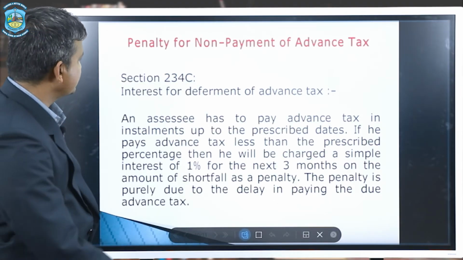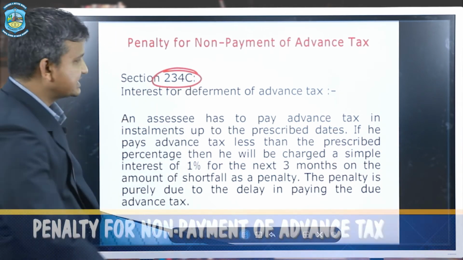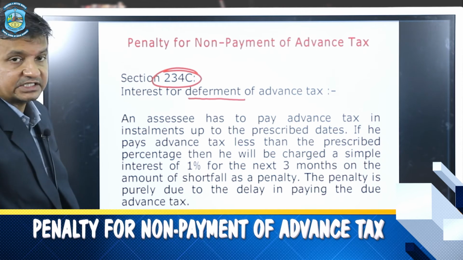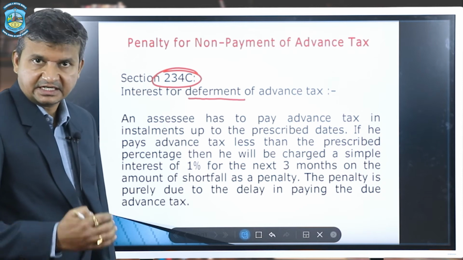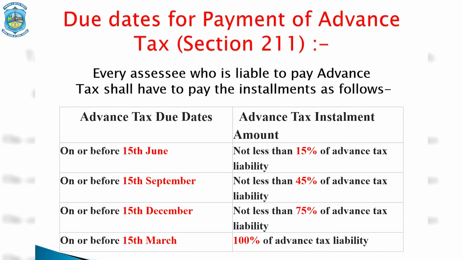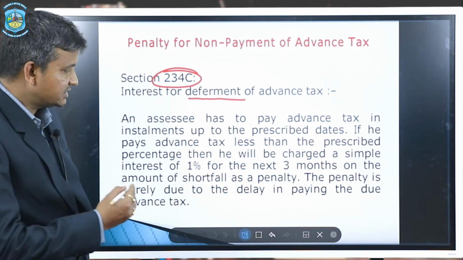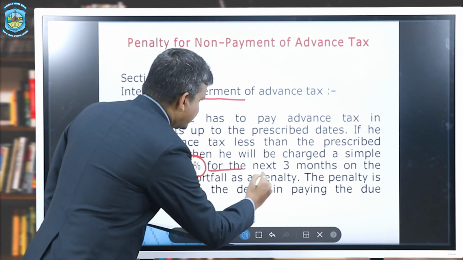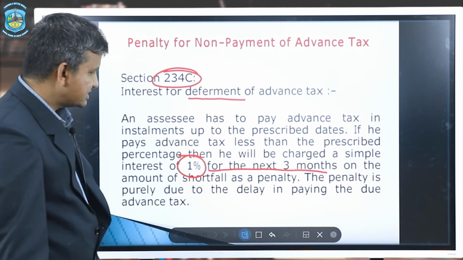Now, the second provision is under section 234C. Section 234C talks about interest for deferment of advance tax. In this case, if an assessee has defaulted in paying installments on the prescribed dates, that is 15th of June, 15th of September, 15th of December and 15th of March, then in this particular section, he has to pay interest of 1% for the next 3 months. And these are the penal provisions in case of advance tax.